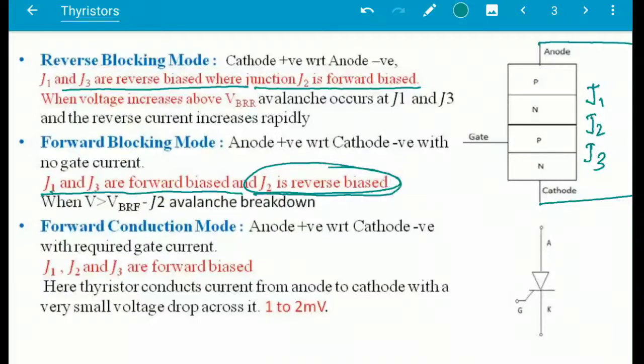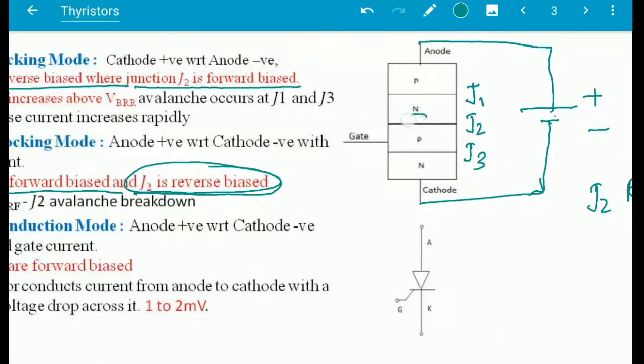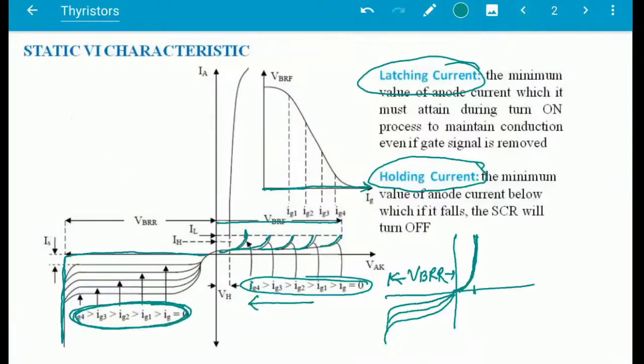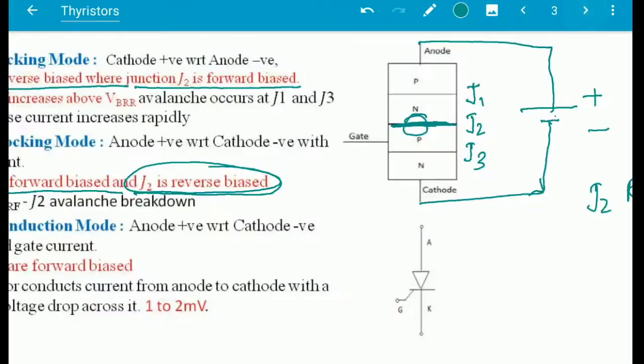Due to J2, the device does not conduct current through it. If in forward biased condition the voltage increases above the forward breakdown voltage, then breakdown of J2 occurs. J2 will break down and current will flow, and this also damages the device. In the characteristic, if it increases above this breakdown voltage, it also passes current.